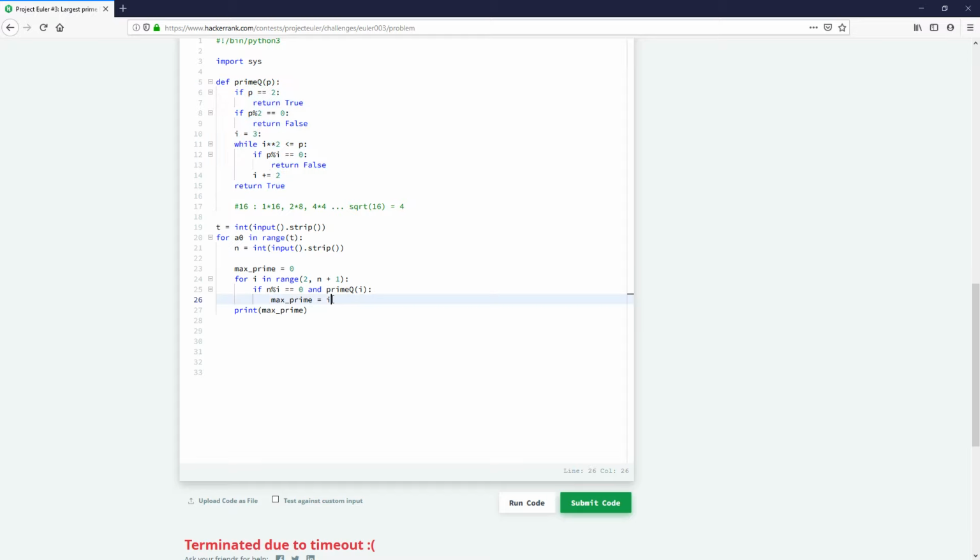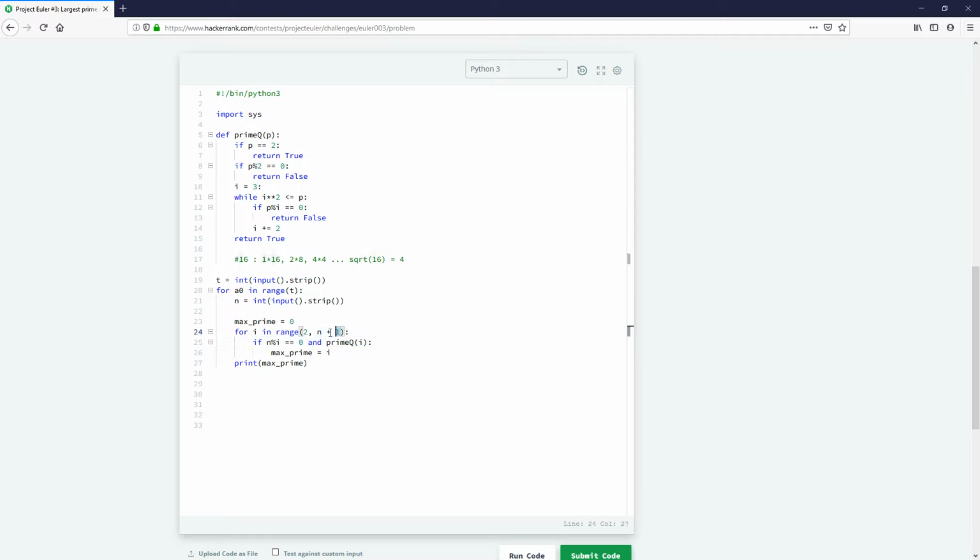Now, one thing that you'll notice is that max prime here is always increasing. So it doesn't actually make a whole lot of sense to start from the lowest potential factor and go all the way up. So really what we would want to do is start at n and decrement all the way down to 2, which again, Python loops are exclusive, so by ending at 1, we're actually ending at 2. And we're going to decrease by 1 each time.